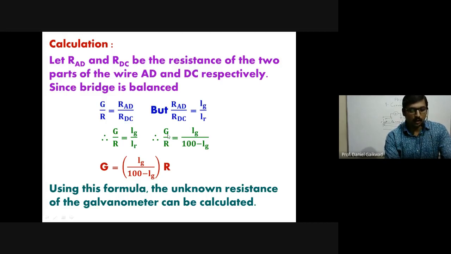Now for the galvanometer having resistance G, G will be taken as LG upon 100 minus LG into R. So this is the important formula to find the resistance of a galvanometer using Kelvin's method. We are going to use this formula in practicals also. Check carefully all the steps and try to write down all these steps.